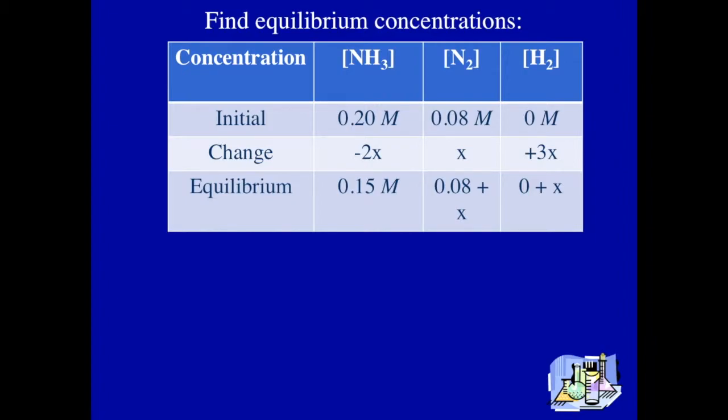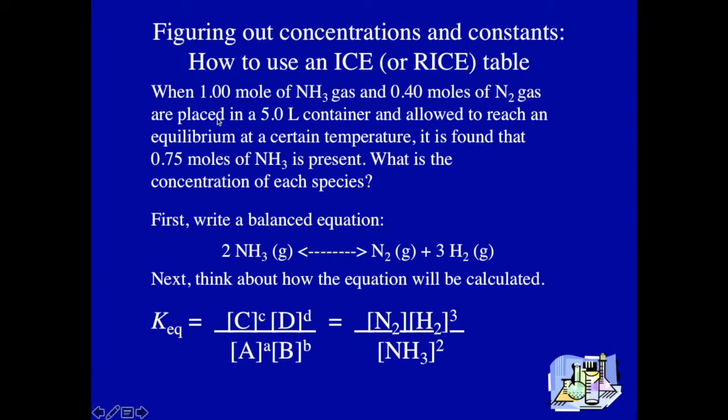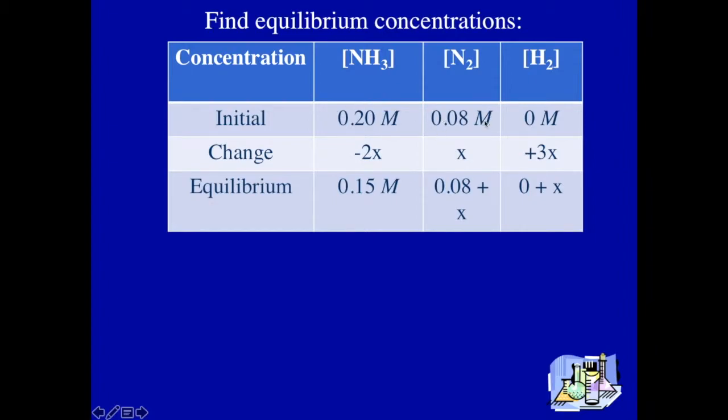Next trick is to find equilibrium concentrations. Now, I wasn't able to animate this table as I had hoped, but we have 1 mole in 5 liters. So 1 mole per 5 liters. You divide it to moles per liter, that's 0.2 moles per liter. And then 0.40 moles in 5 liters would be 0.08 moles. As I said, we start out with 0 hydrogen, so we have 0 moles of hydrogen.